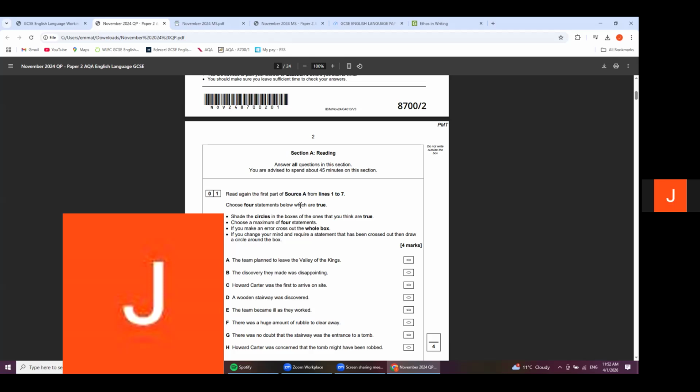So read again first, source A. We're only reading source A, only from lines 1 to 7. We're not reading any other source. We're not reading it from any other part. If we do, we won't get any marks. So it's really important that you pay attention to the question.